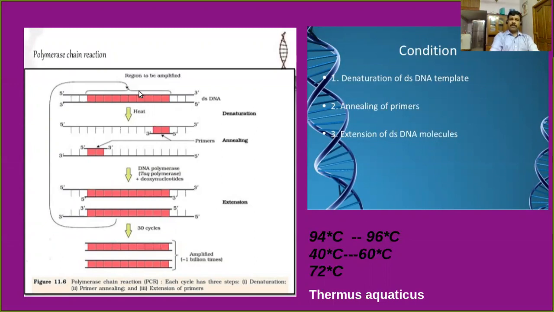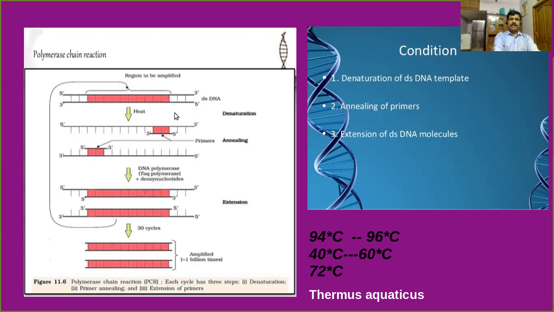First of all, we are going to talk about the most important conditions necessary for polymerase chain reaction. The polymerase chain reaction occurs in three different steps. First one is called denaturation of the double-stranded DNA template. Look, this is the double-stranded DNA template we have to amplify. Second process is called annealing of primers. And third one is the extension of the double-stranded DNA molecule. So we are going to learn in detail.